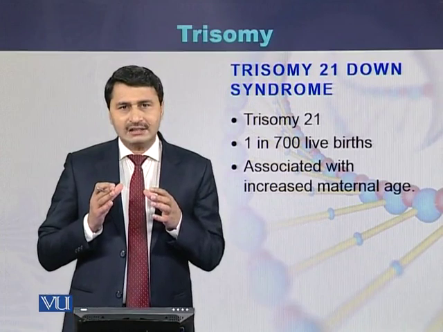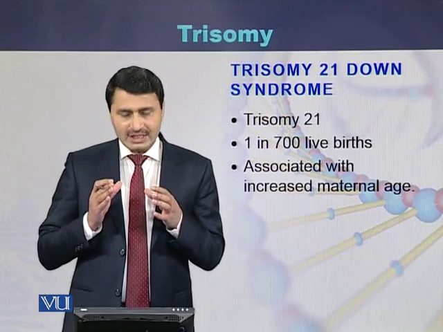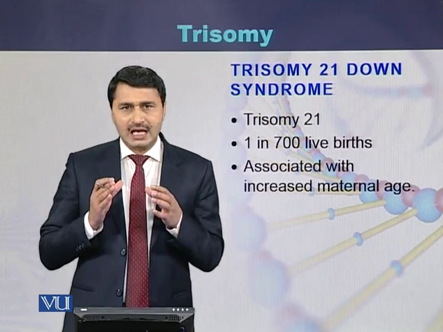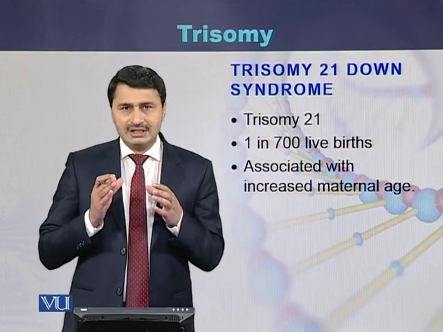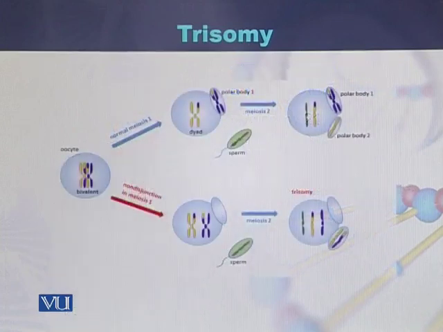Trisomy 21 in humans is called Down syndrome. There is approximately 1 birth out of 700 births which has this kind of trisomy, and this syndrome is associated with maternal age.